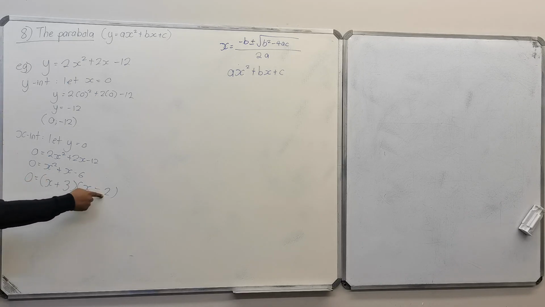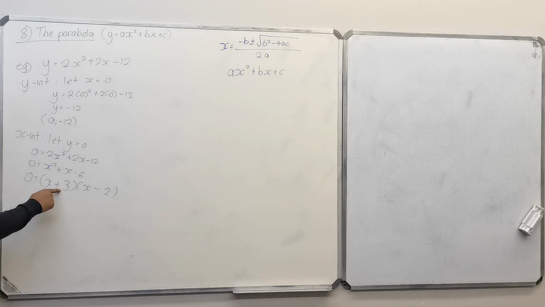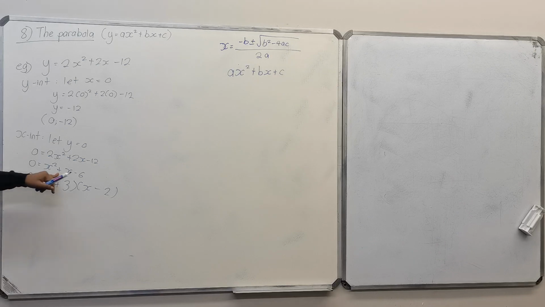X squared. X times negative 2, negative 2x. X times 3, so 3x minus 2x is positive x, right? 3 times negative 2 is negative 6. If you had to use this formula, sometimes you get stuff that's a bit more difficult to work out, like how we did it here.